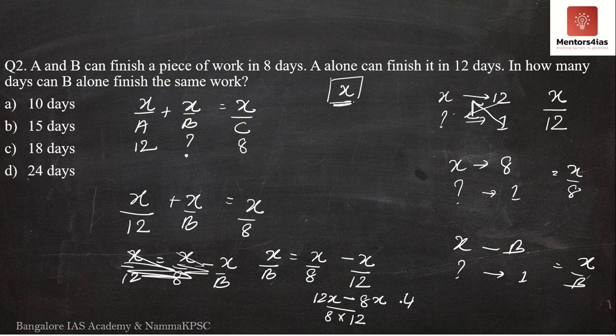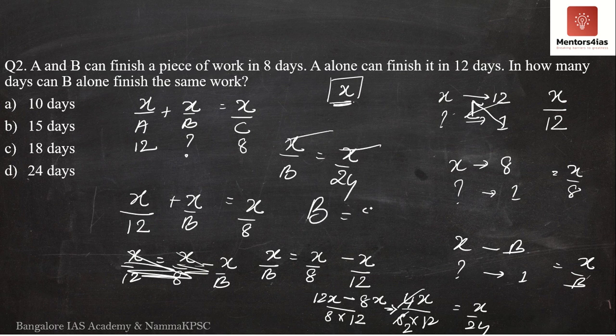So this is nothing but, here I'm taking it ahead. 12x minus 8x is what? 4x divided by 8 into 12. This is what? 4 2s are 8. So x divided by 2 into 12, this is nothing but x by 24. So what does this mean? X by B is nothing but x by 24. X cancelled, B is equal to 24. Meaning, if B is working alone, he will take 24 days to complete the entire work. It is the correct answer.